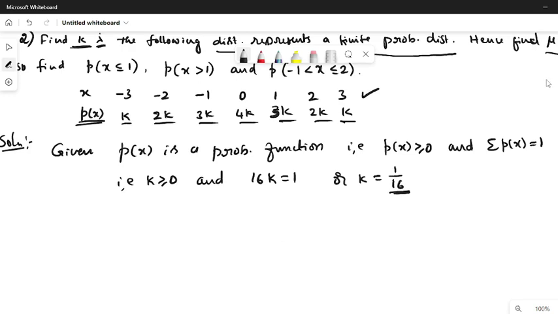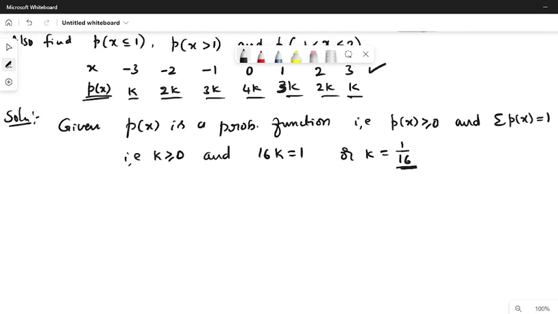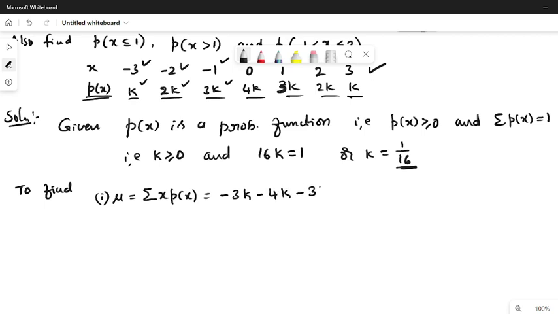Next, we need to determine standard deviation and the variance. To find number 1, mu, that is summation x into p of x. So it will be minus 3 into k plus minus 2 into 2k plus minus 1 into 3k. I have to continue it. So I get minus 3k, minus 2 into 2k, that is minus 4k, again minus 3k, 0 into 4k, that is 0, plus 3k plus 4k plus 3k. So you can check that it will be 0.